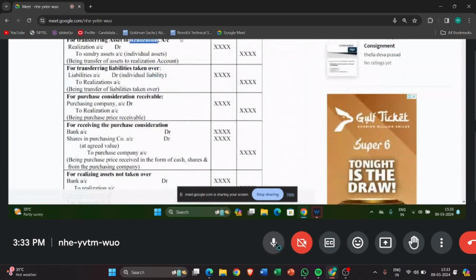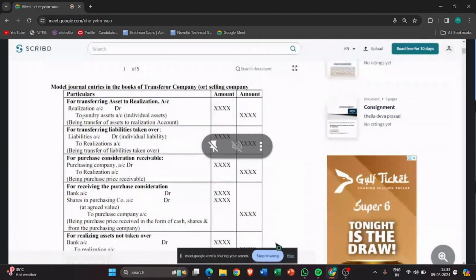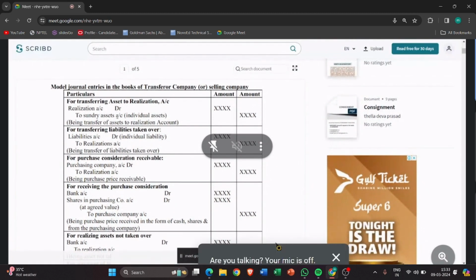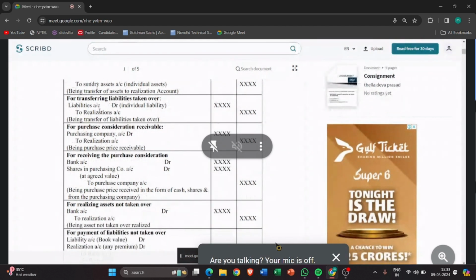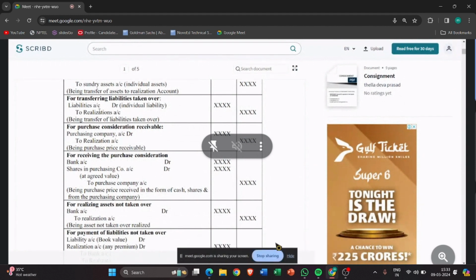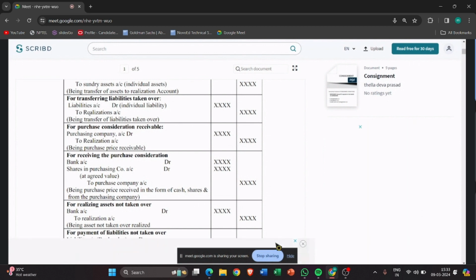Yes, ma'am. So if I prepare the realization account, as you see in the balance sheet, you will transfer sundry assets, all current assets and all fixed assets at book values itself. Next, come to the other side, that is your liabilities. All the liabilities, that is outsiders' liabilities, your bank loan, debentures, sundry creditors, bank OD, all these will be transferred to realization. Remember, liabilities show credit balance, and to cancel that, we have to debit the liabilities account. So liabilities account debit to realization is the journal entry.